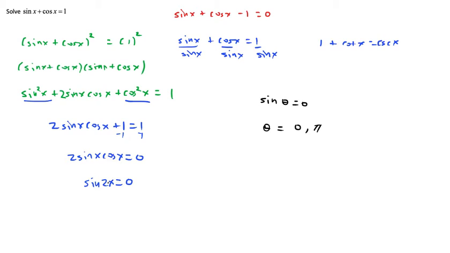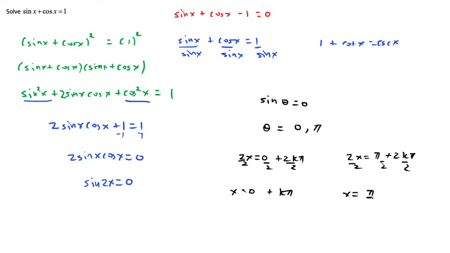So what we have to do is divide out the 2 here. We have to make up for that. So 2x is equal to 0 plus 2k pi, and then 2x is equal to pi plus 2k pi. Then when I divide both sides by 2, 0 divided by 2 is just 0, so we get 0 plus k pi. And here, when I divide by 2, I get x equals pi over 2 plus k pi. So these are going to be our solutions here.